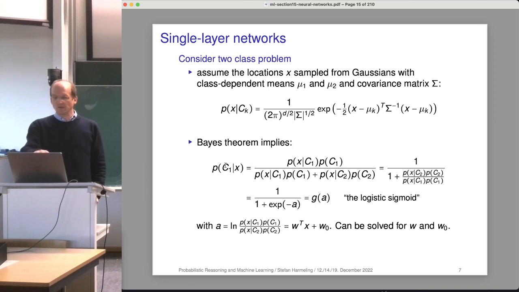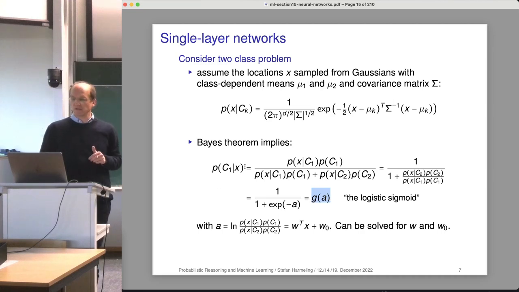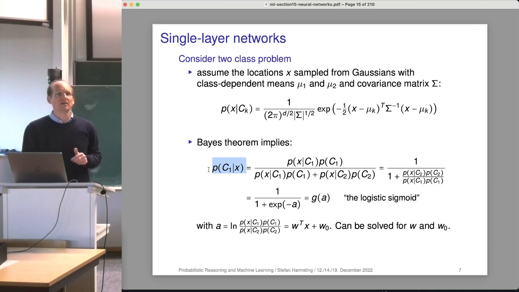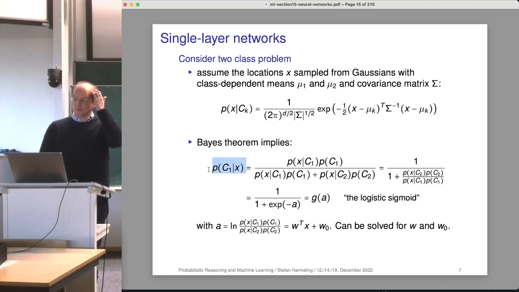Okay, so I explain all the formulas. What I want to get is that the output g of a, where a is now this linear discriminant, is the probability of being in a certain class. Okay, so that's, for example, a nice choice. So let's see how we could get there.